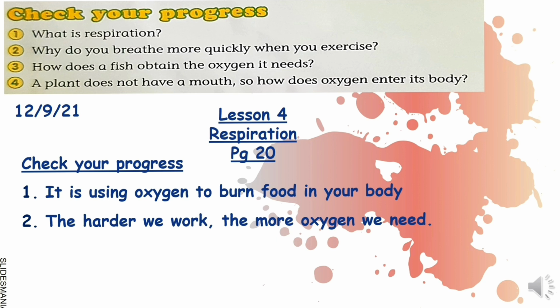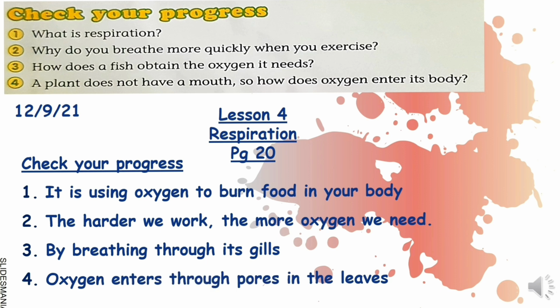Number three, how does a fish obtain oxygen it needs? Yes, by breathing through its gills. Number four, a plant does not have a mouth, so how does oxygen enter its body? Yes, it has tiny holes called pores, right? Oxygen enters through pores in the leaves.